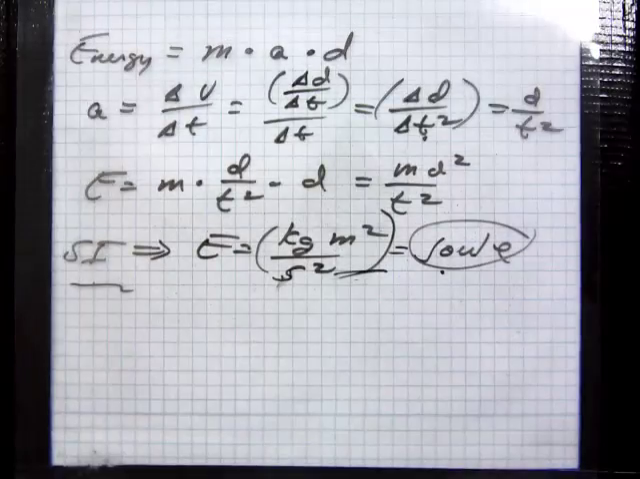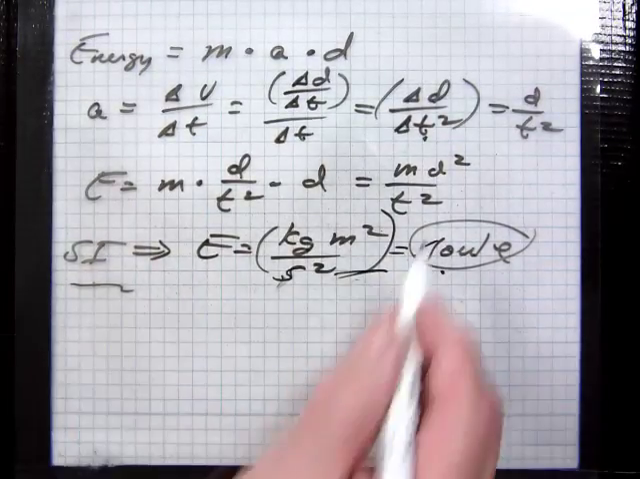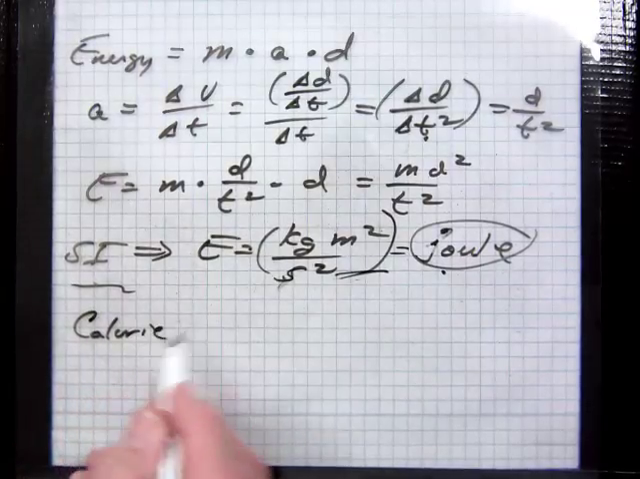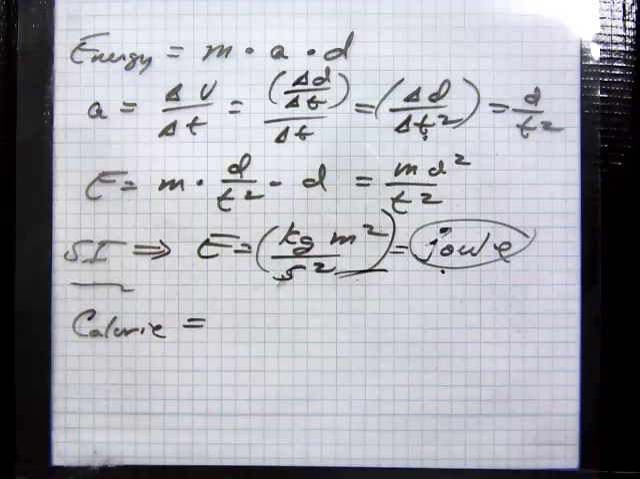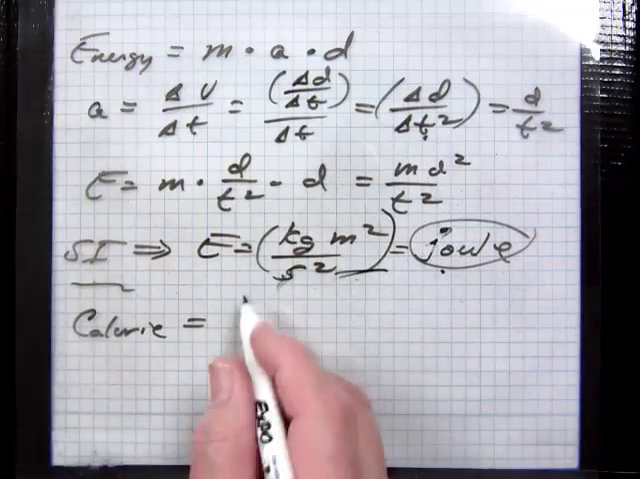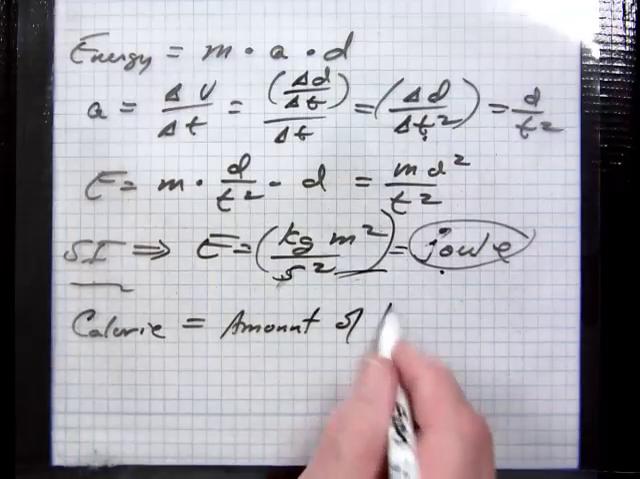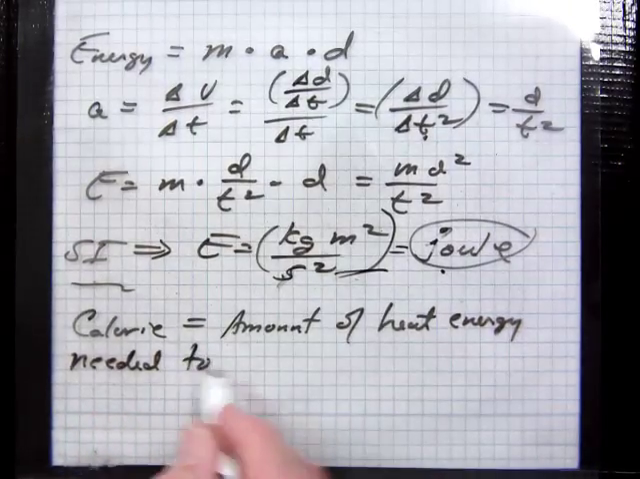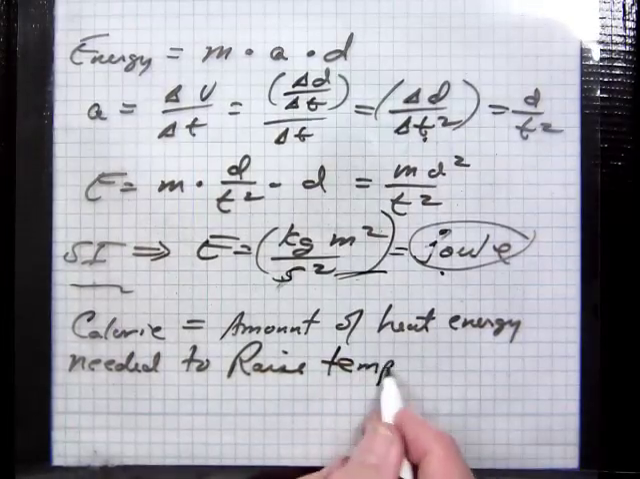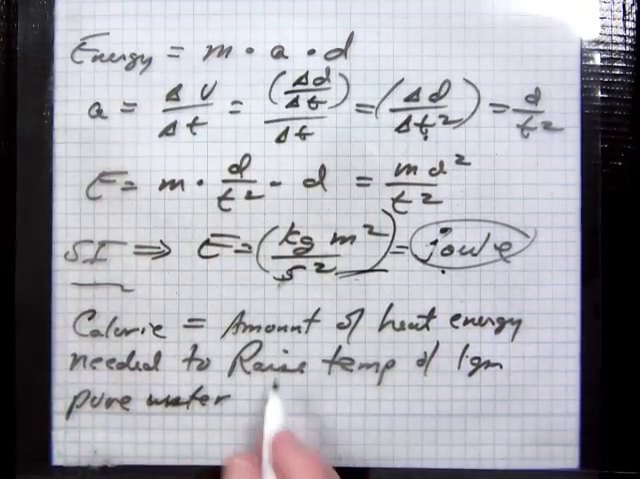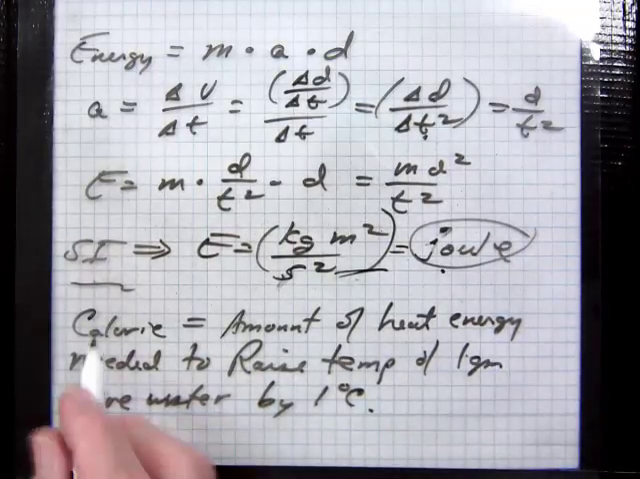The other unit, and we'll show you the relationships that you need here in a second, is the calorie. The calorie, there are two kinds. There's a nutritional calorie, and then there's a scientific calorie. We're talking about the scientific calorie. Nutritional calorie is 1,000 scientific calories. The scientific calorie is the amount of heat energy needed to raise the temperature of 1 gram of pure water by 1 degree Celsius. That's what a scientific calorie is.